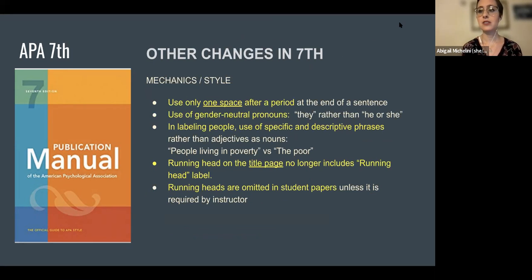All right, other changes in 7th edition APA. You only use one space after a period at the end of a sentence. They're using gender neutral pronouns now, they instead of he or she. This is to protect against gender bias, historically between women and men, but now between all genders. In labeling people, use specific and descriptive phrases like people living in poverty rather than the poor. I feel like that's common etiquette now. You do not need the running head label on the title page anymore, and you don't need a running head at all in student papers unless it's required by the instructor.